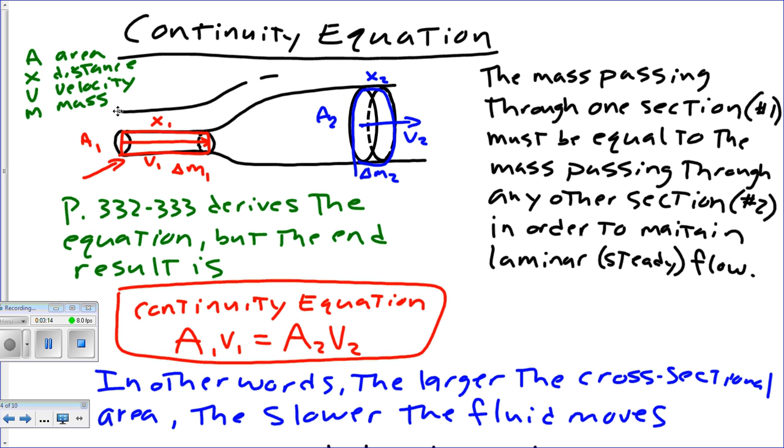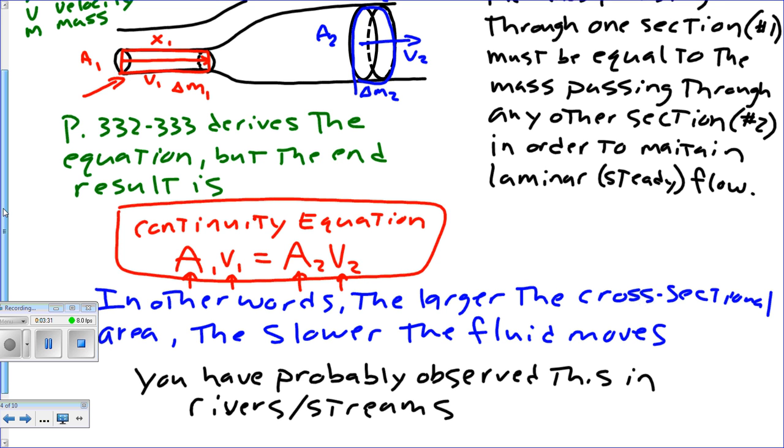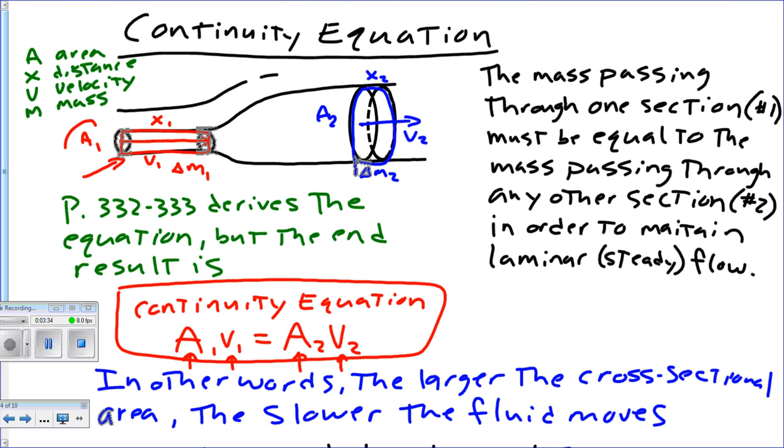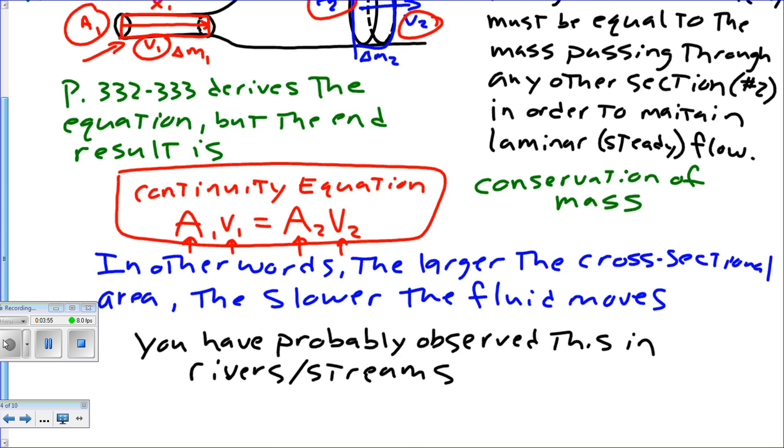Pages 332 and 333 derive the equation, but in the end what we get is the continuity equation. A1 V1 is equal to A2 V2, and if I refer back to the picture here, A1 V1 has to be equal to A2 V2. It's basically conservation of mass. Like I said, the book has a good derivation of it, so I'm not going to repeat that here.